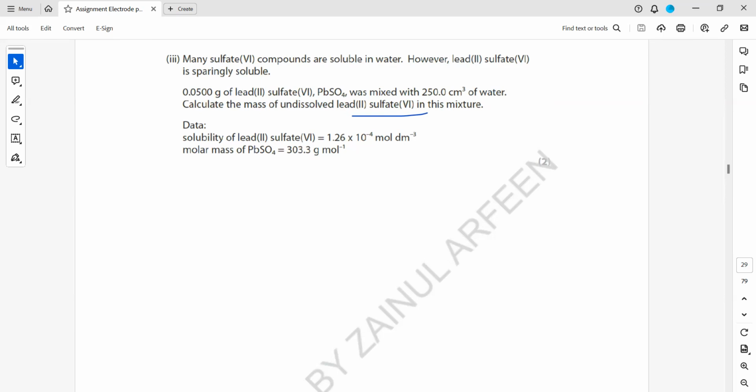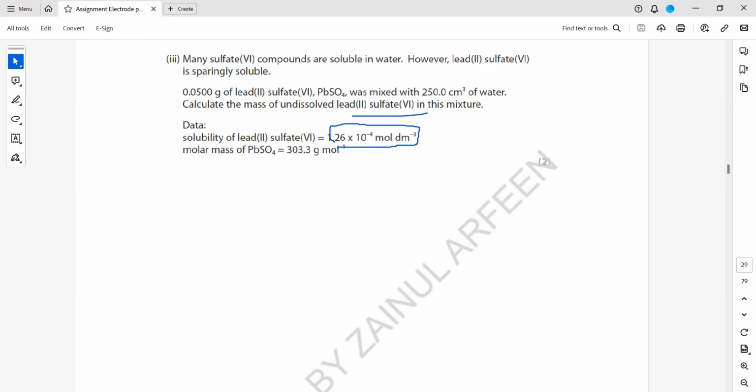Or you can also find the moles of lead sulfate dissolved in 250 cm³ using the solubility. Then the total moles subtract the moles which are dissolved gives you the moles of undissolved, and then multiply by molar mass, you will get the mass of undissolved. So this is a solubility given, like this many moles will dissolve. 0.05 grams of lead sulfate mixed with 250 cm³. So both ways are acceptable.